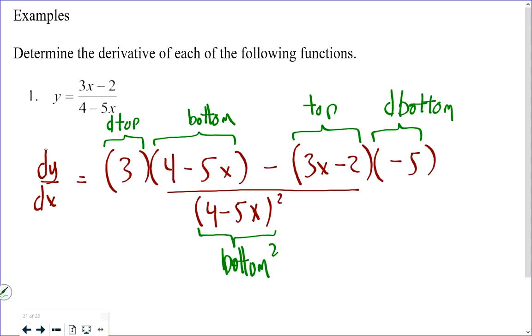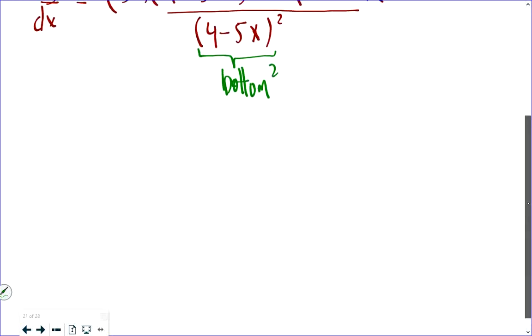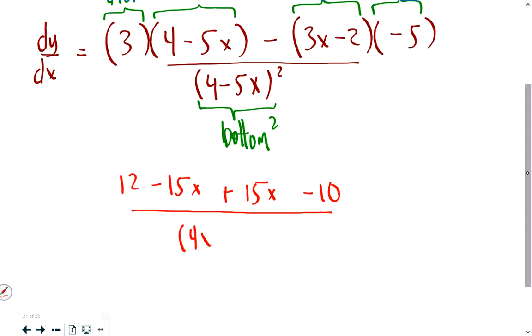We do want to simplify the top. Since the top is just a series of linear things multiplied together by constants, it's to our advantage just to multiply this through. We get 12 minus 15x plus 15x minus 10. A lot of negatives to watch out for there.